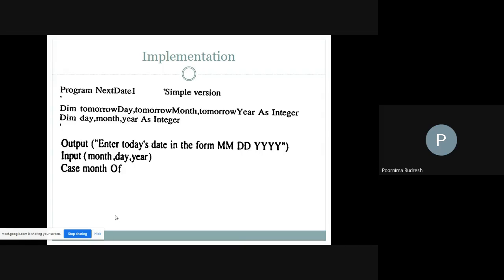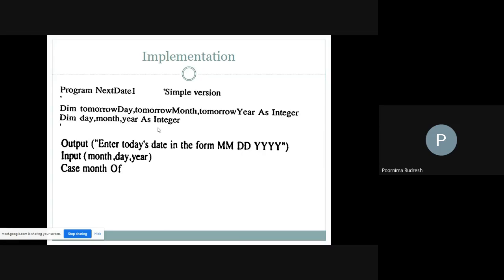Month is changed, date is also changed, and the year is also changed. Then January 1st, 2020. That's why we are defining three variables, tomorrow day, tomorrow month, and tomorrow year, as integer values. Along with that, we are considering the present day, present month, and year. So how many variables are declared here? Six. Three for present day, month, and year, and next three for tomorrow's day, month, and year.